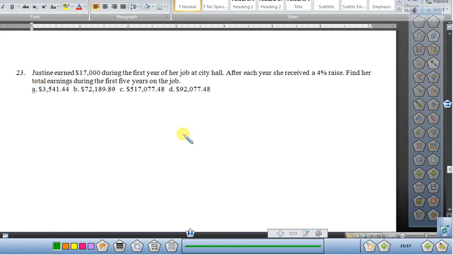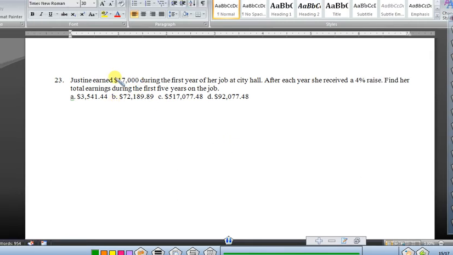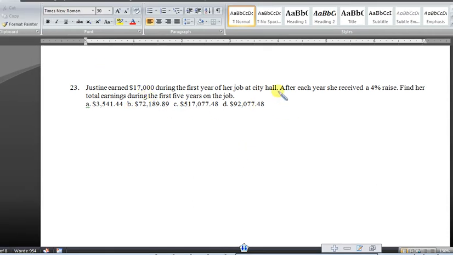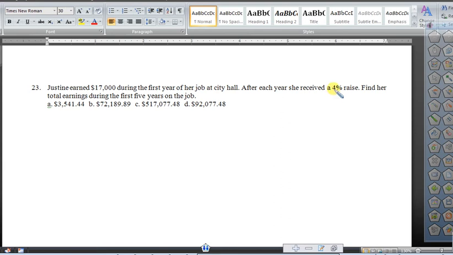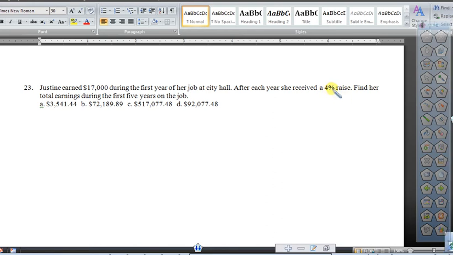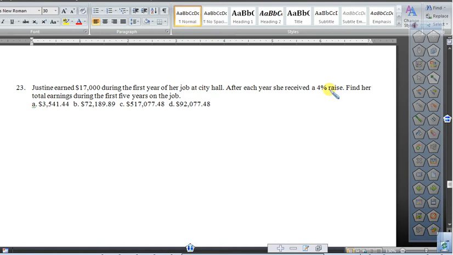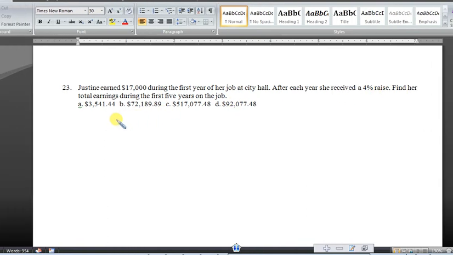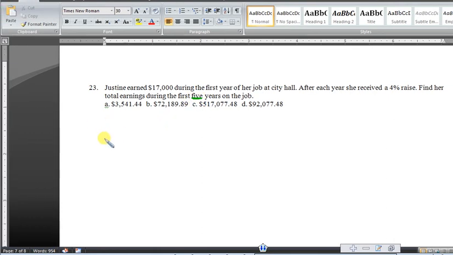Okay, 23. This one is similar to the one we did in class, where a 4% raise is an increase, and that's what it's being multiplied every year by, is a 4% raise. You don't add 4%, that would be silly. So this one is going to be geometric. So we're looking for how much she will have gotten after 5 years. So we're looking for the sum.